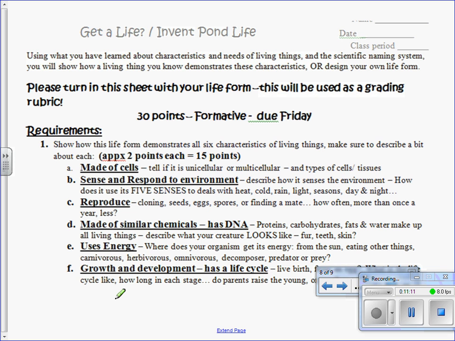As you see here, you're going to turn in this yellow sheet with your life form, or with your project. It's basically a grading rubric, a checklist. You need to have this so you know you did all the right requirements.